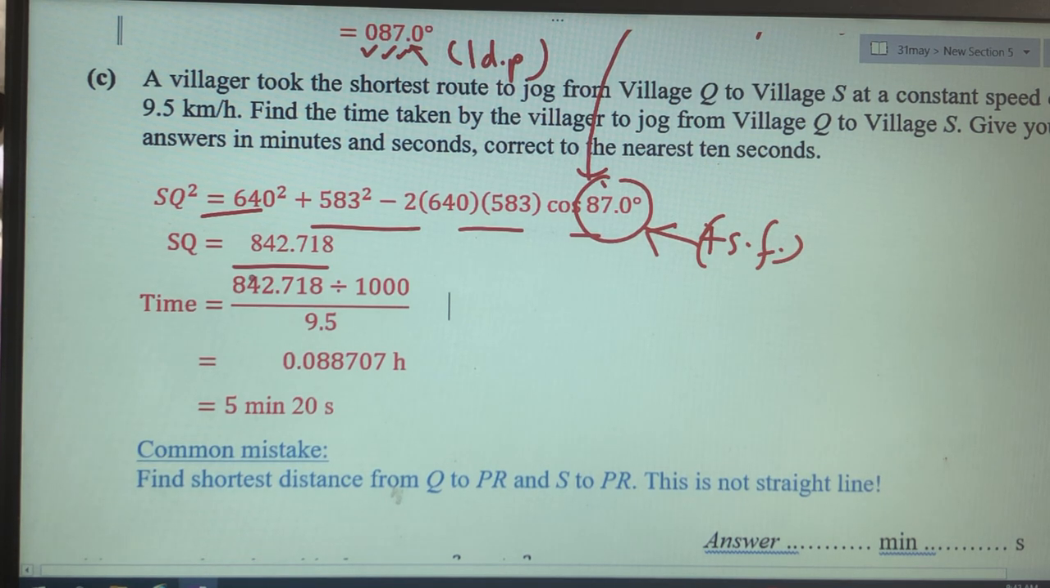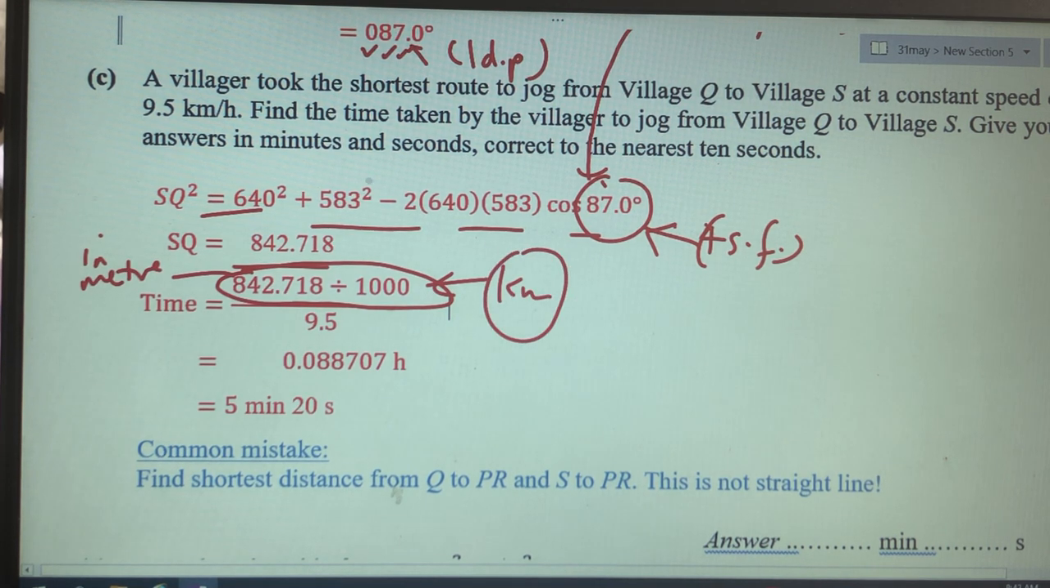The time, you have to remember that this is in meters, so we need to change to kilometers. Why? Because the speed is in kilometers per hour, and what you obtain is in hours. You need to times 60 to get the minutes, and then later times another 60 to get the seconds.